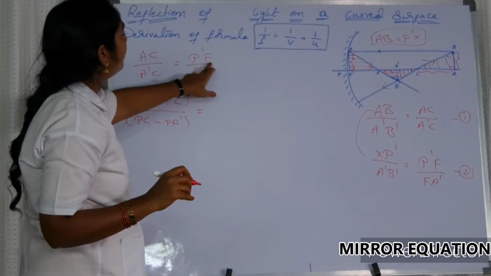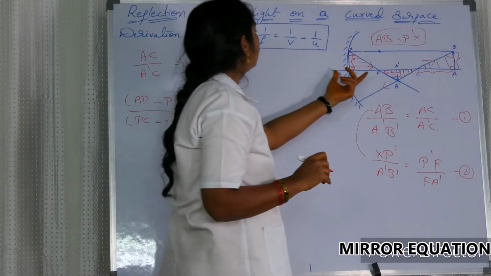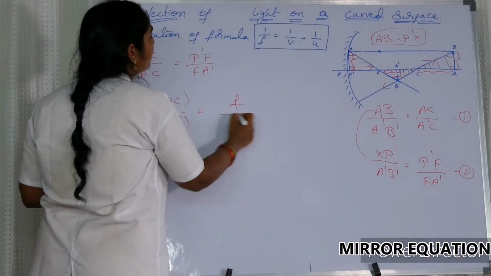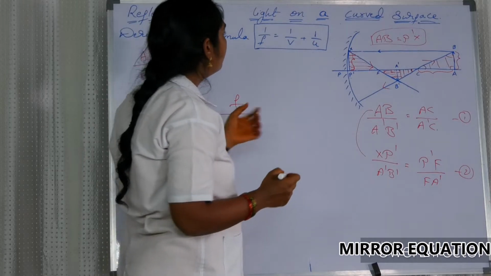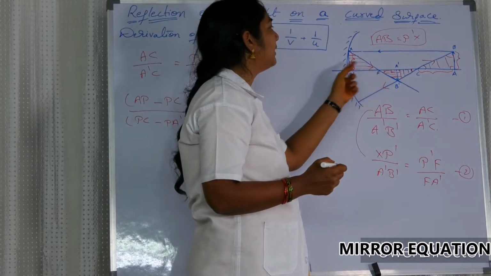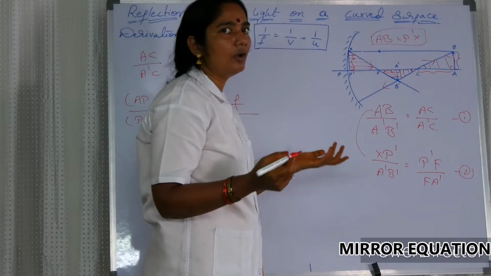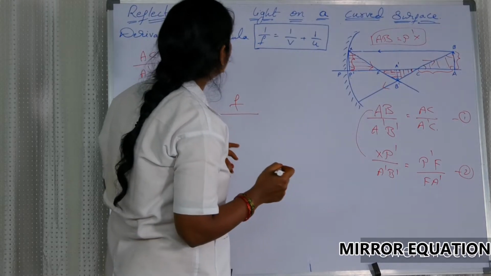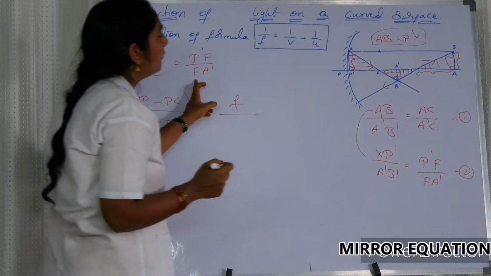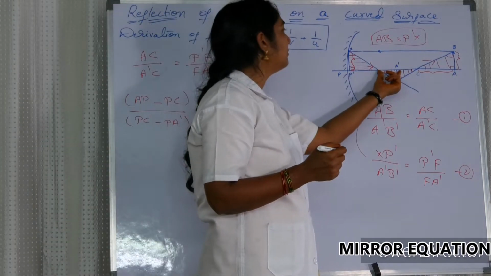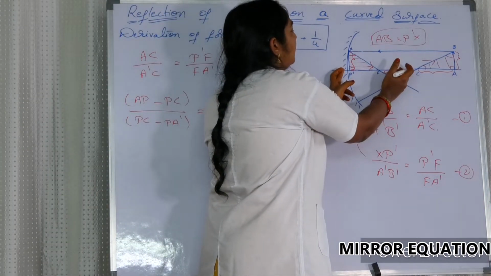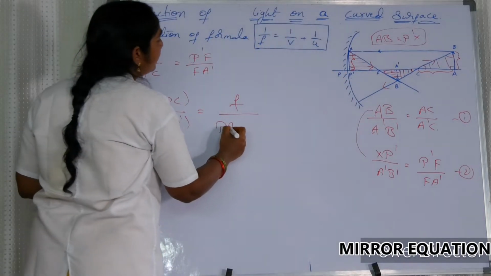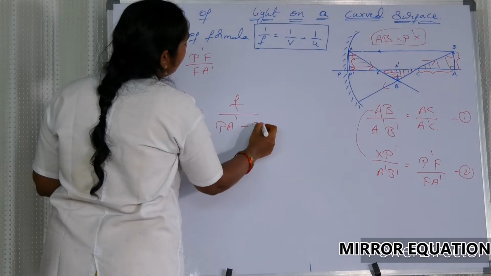Now P'F. This is P'F. It is nothing but the focal length. P'F is nothing but PF, because P and P' are almost coinciding, because the aperture is very small. So it can be taken as the focal length. Now FA', this is nothing but this minus this, means PA' minus PF.